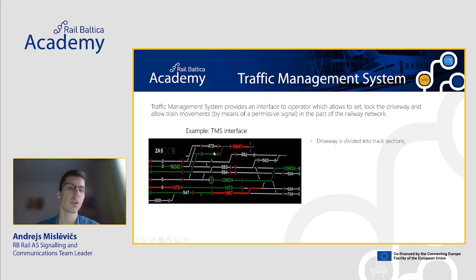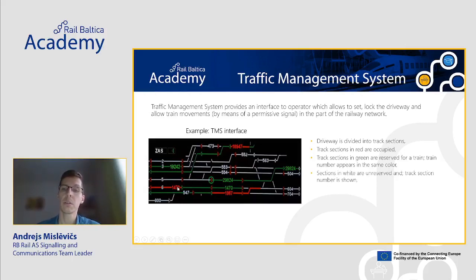So you see that the driveway or tracks are divided into different sections. Each of the sections has its own number indicated in white color. The red sections are occupied. The sections in green are reserved for a specific train, and the number of this train occurs on the screen. Sections in white are not reserved.